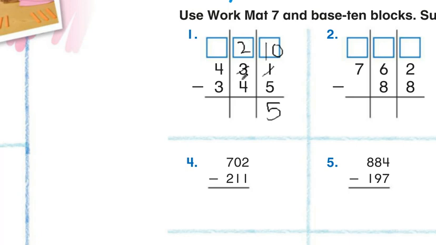And then can we take 4 from 2? Nope, we cannot do that. So now on to step 2. This 2 would become a 12, because we're taking 1 hundred from the hundreds place. So this 4 would actually become a 3. So 12 minus 4 is 8. And then 3 minus 3 would be 0. So our answer would be 85.